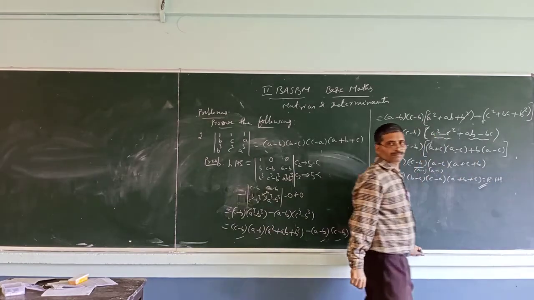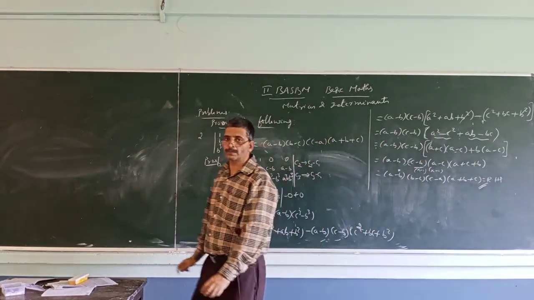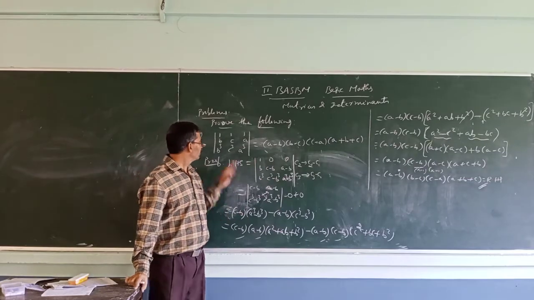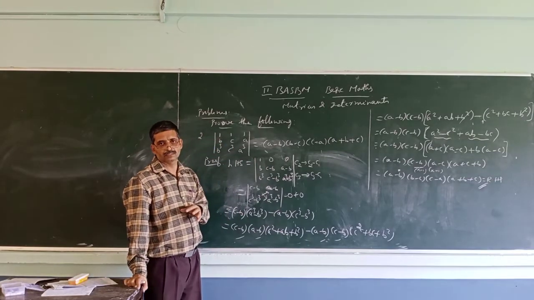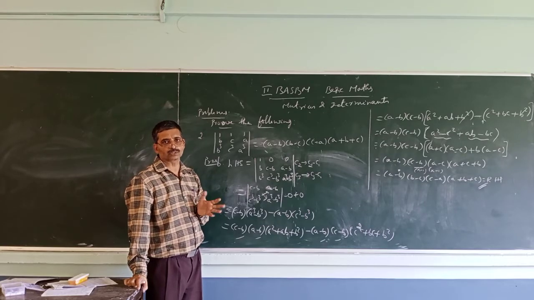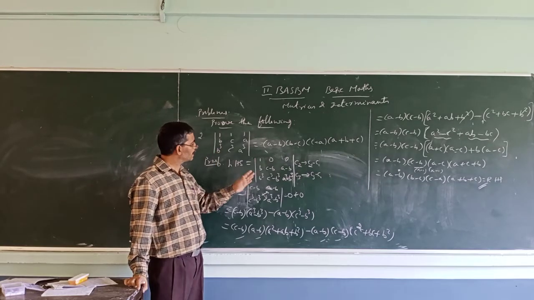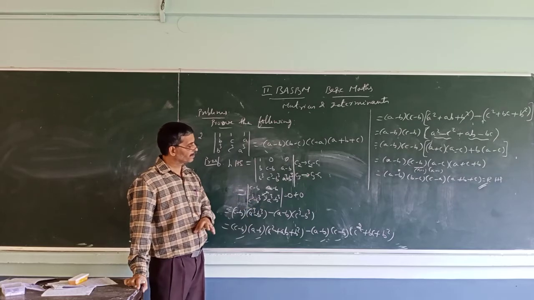So hence the proof. So this is what you have to do in this type of problems. Whenever you have terms like 1, 1, 1, easy. Make any two of them as zeros. So then the multiplication simplifies like this.